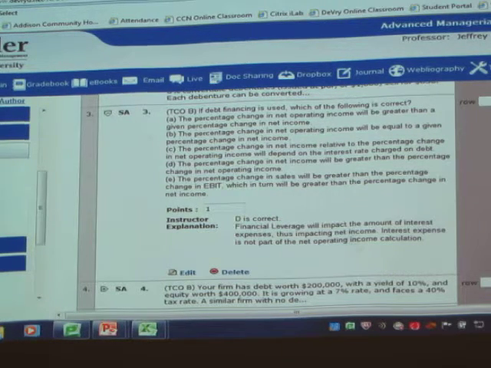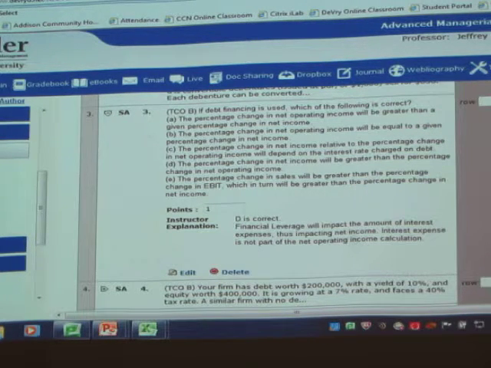No, really, because net operating income doesn't take into account what? Interest. The interest payments, right? Net income does, right? Yes. The percentage change in net operating income will be equal to a given change in net income? No. The percentage change in net income relative to percentage change will depend on the interest rate charged on debt. Once again, net operating income, it doesn't apply. It only applies to net income because net operating income doesn't subtract out interest.